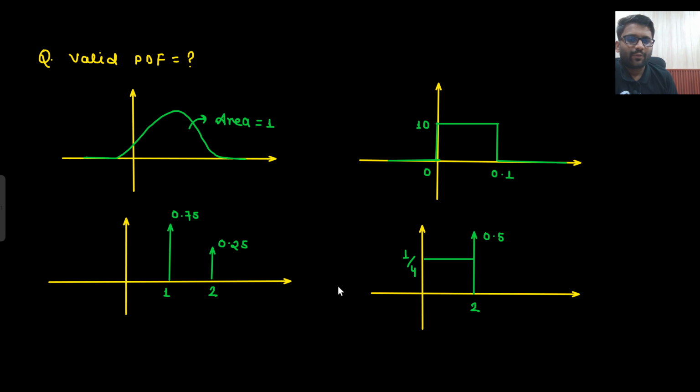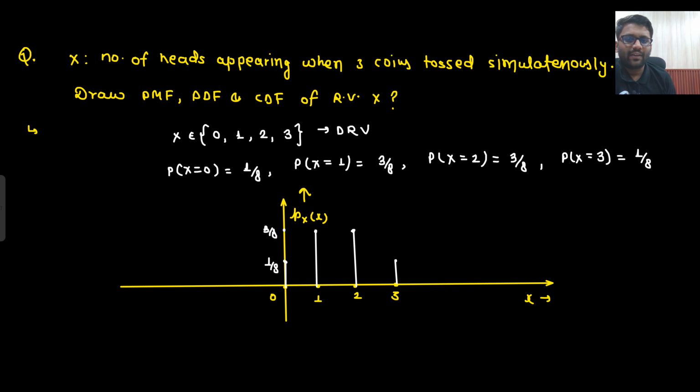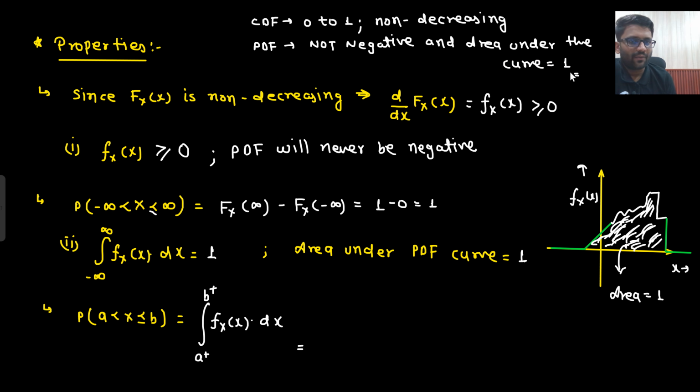So what is the condition for a PDF? We already wrote down that it cannot be negative, and the area under the curve should be 1. There is nothing about increasing or decreasing. It can decrease as well. Only two conditions are there: it cannot be negative and the area under the curve should be 1.